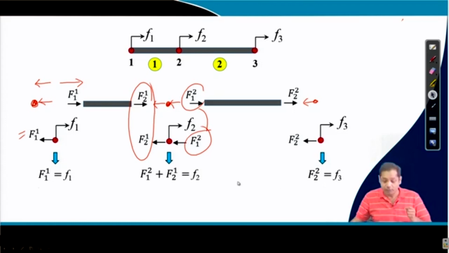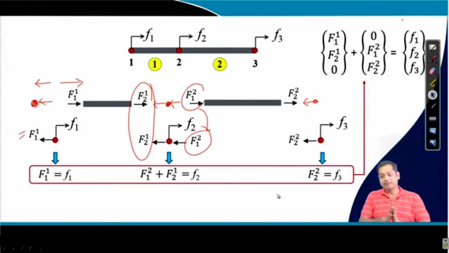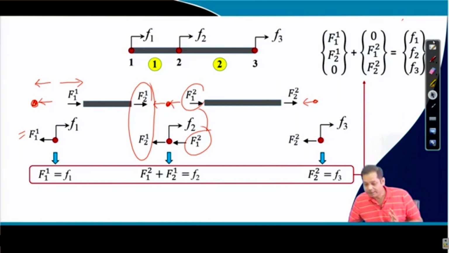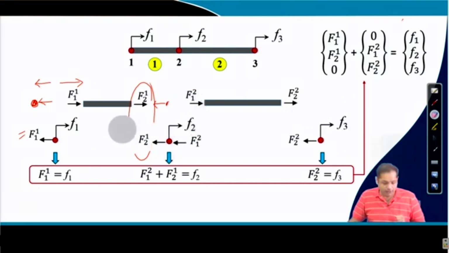Let us see what happens, how we combine them. Now if we combine, this will give this. There is a reason why it is written in this fashion. We'll see the reason shortly. So this gives you essentially the same thing. F11 will be F1, then F21 plus F12 is equal to F2, and the third one is F22 is equal to F3. So these three equations are the same. Now once we have this, let us see what we can do further with this.